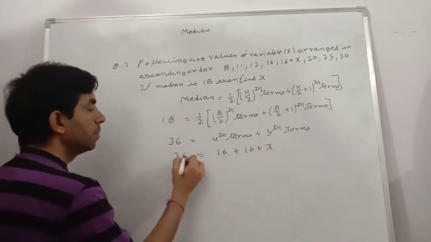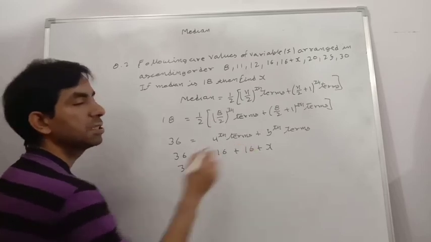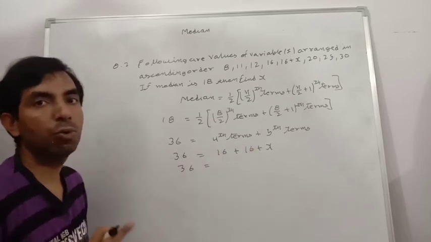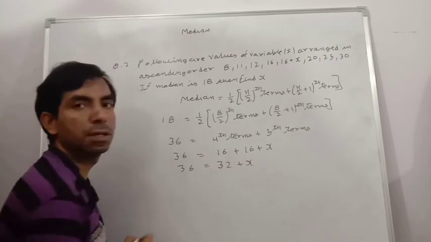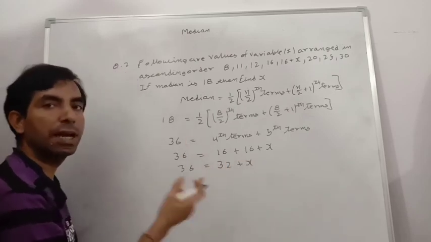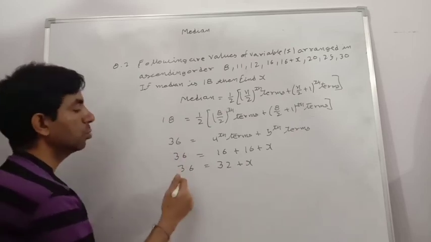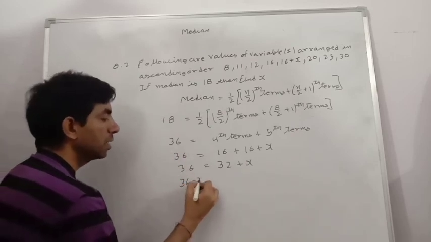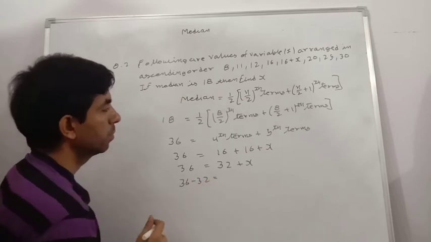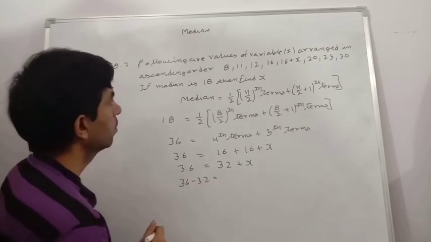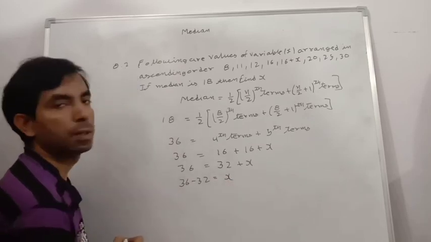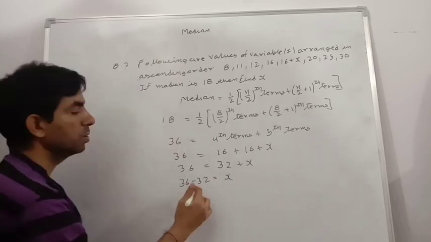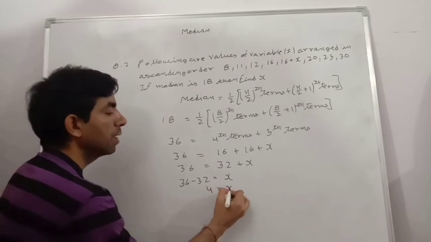Here 16 and 16 both have the same sign, so add them. Then 16 plus 16 is 32 plus x. Now we take the number on one side and the alphabet on the other side. So 32 comes to this side, so 36 minus 32 is 4. So our x value is 4.